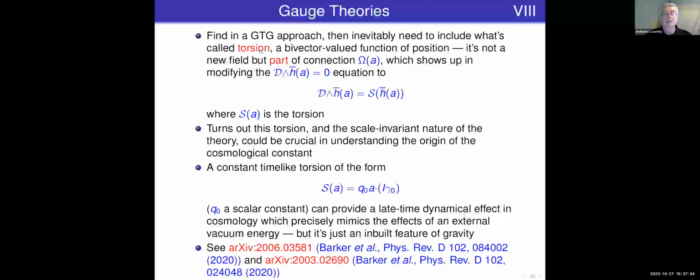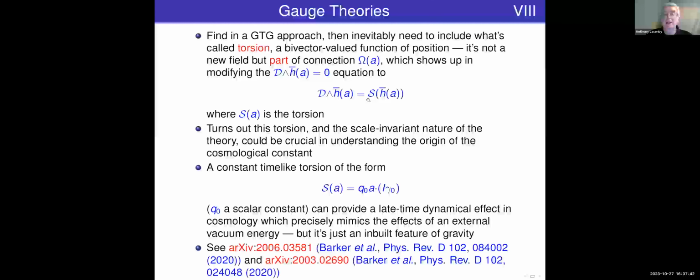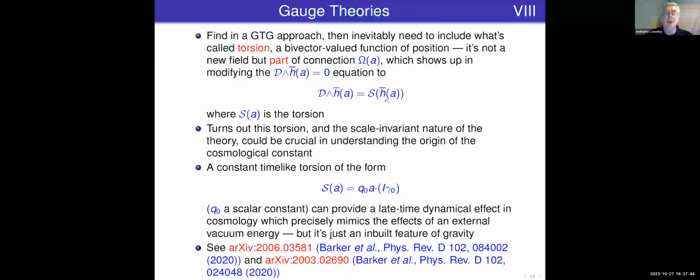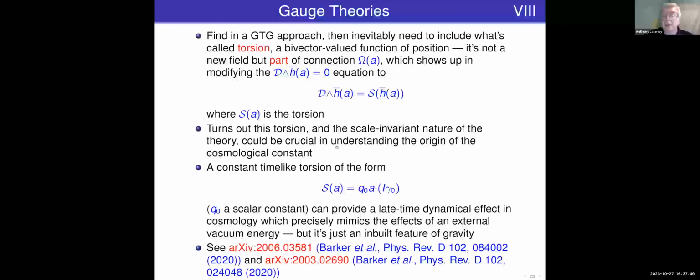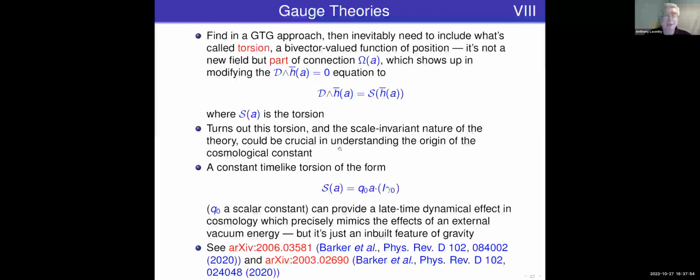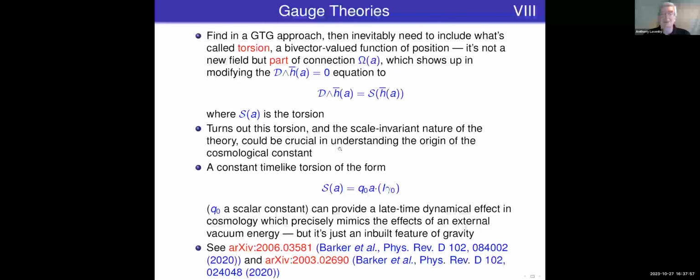That inevitably produces torsion. This d wedge H of A equation generalizes when you do this to d wedge H of A equals S on the H of A, where S of A is the torsion. And I believe that this torsion and the scale invariant nature of the theory could be crucial in understanding the cosmological constant. I'm basically a cosmologist, so I'm extremely interested in anything that could explain the cosmological constant.